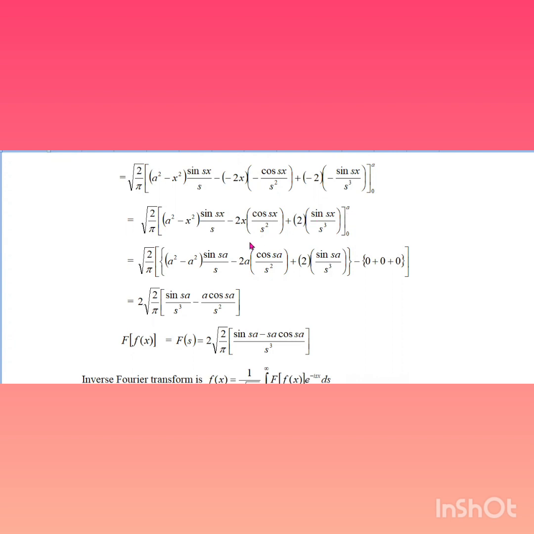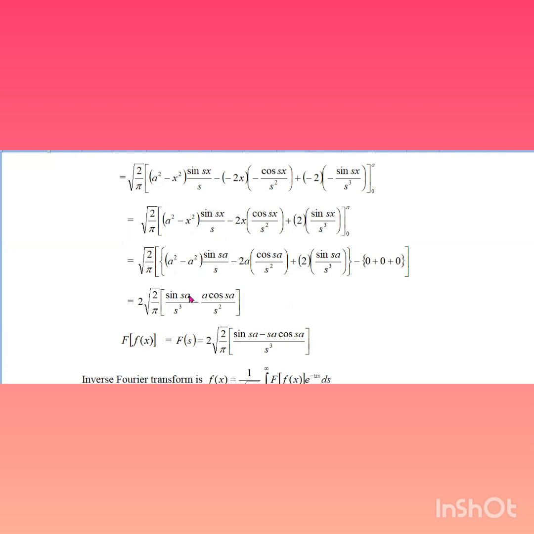First you have to apply the upper limit for x, which is a. So root of 2 by pi, a square minus a square, sin sa divided by s, minus 2a cos sa divided by s square, plus 2 sin sa divided by s cube. Next you have to apply the lower limit 0. So a square minus 0, sin 0 divided by s; sin 0 is 0; minus 2 into 0, cos 0, which is 0; plus the third term, 2 sin 0. When you apply the lower limit every term will become 0.